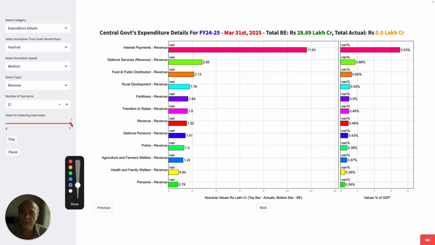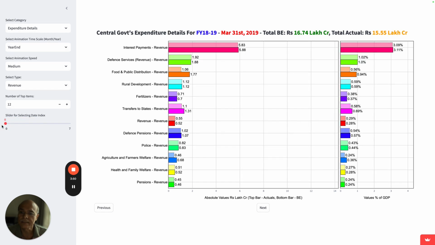So how do I go back in time? I'll just pull this, let me just take my pen out. I'll just pull this bar, and we'll start at 0. What is 0? The 0 is the financial year FY 18-19. So if you see the FY 18-19 year, which is the 31st March 2018.